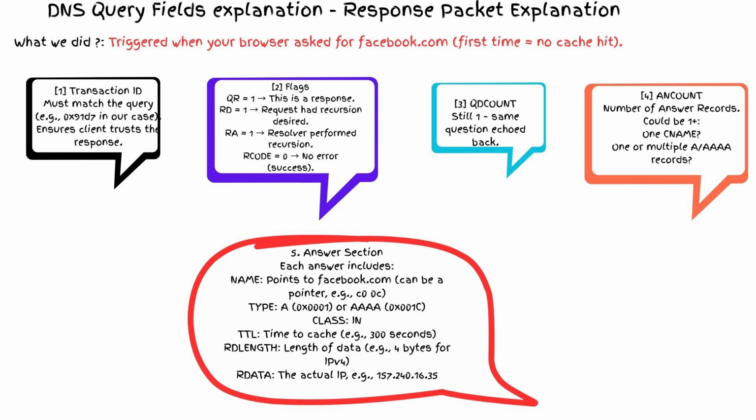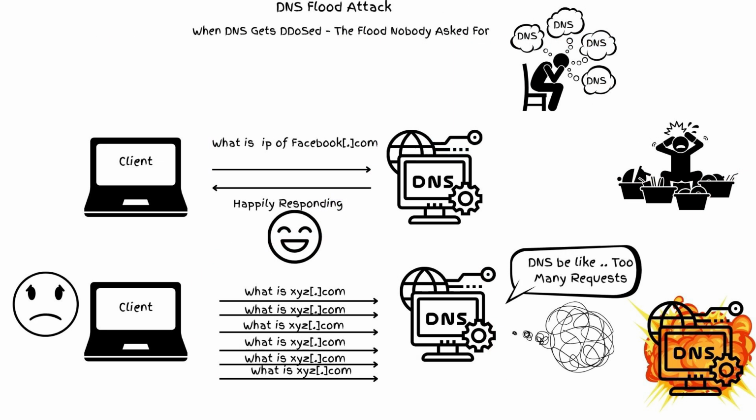So as you can see on the screen, we have a DNS flood attack. Whenever there is a normal DNS request, your client and the DNS server are happily communicating with each other. Your client says what is the IP of facebook.com, and your DNS server resolves the domain name for you and gives the response. But what if I ask you for multiple domain names which we have never seen? What will happen? This is nothing but a DNS flood.